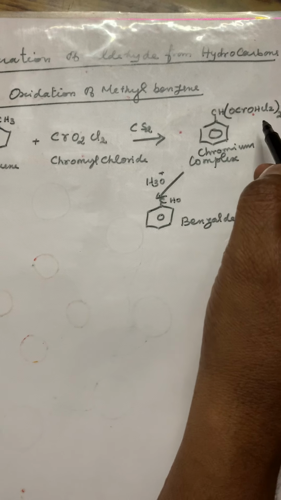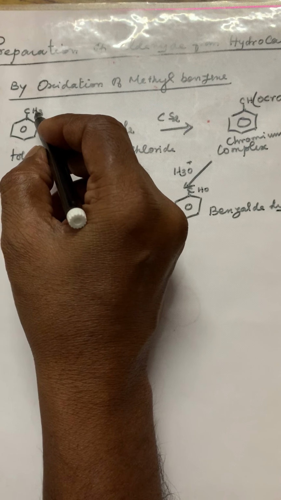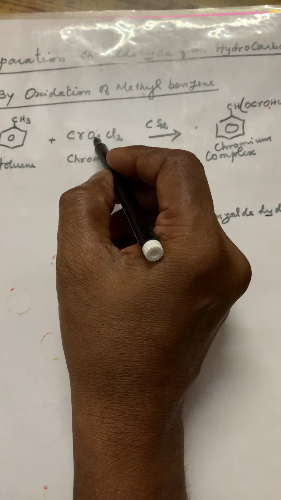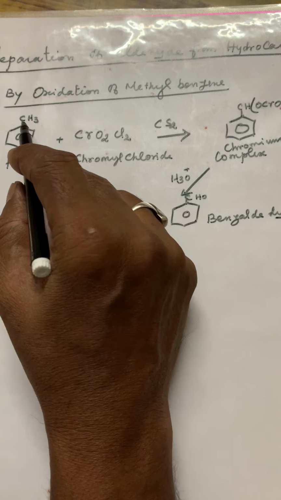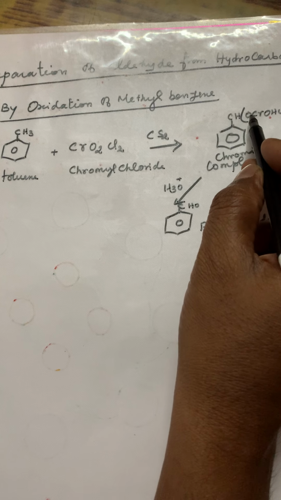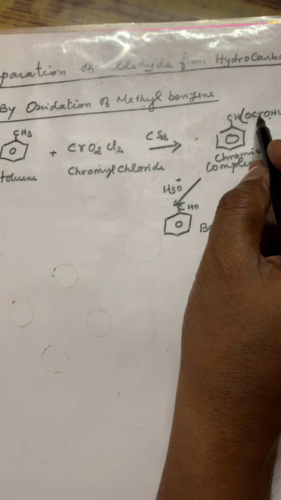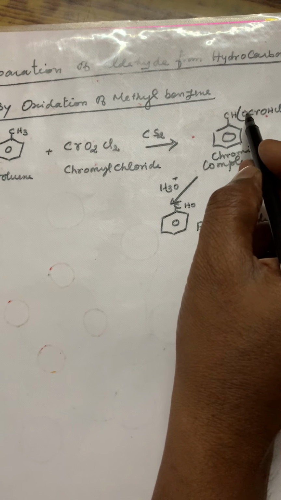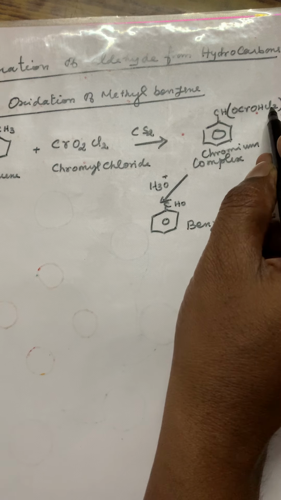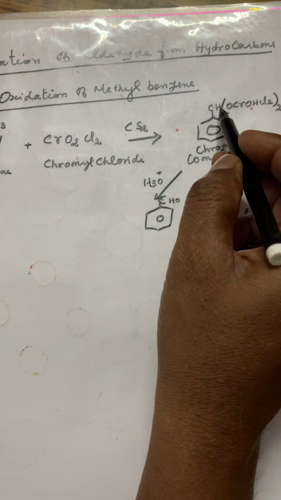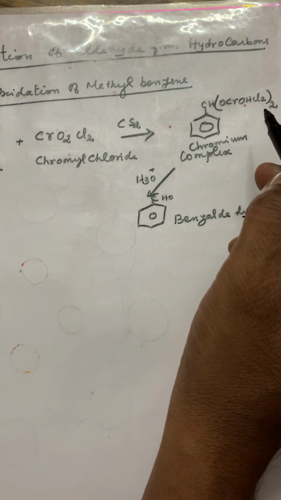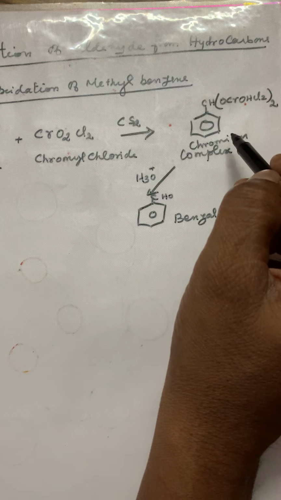How the reaction takes place is that two hydrogens are removed. In the place of two hydrogens, we substitute O, because the carbon is connected with oxygen. The oxygen won't connect with chromium, because chromium is positive and carbon is also positive, so the oxygen should be here. CrOCl2, twice. In the place of two hydrogens, the chromyl chloride is substituted. So this forms a chromium complex.